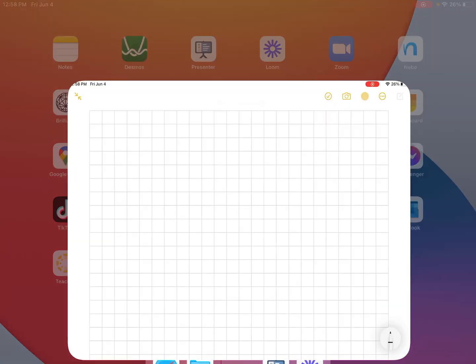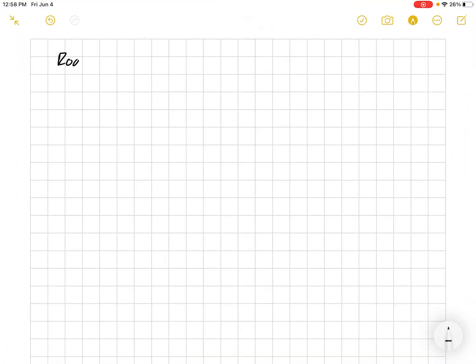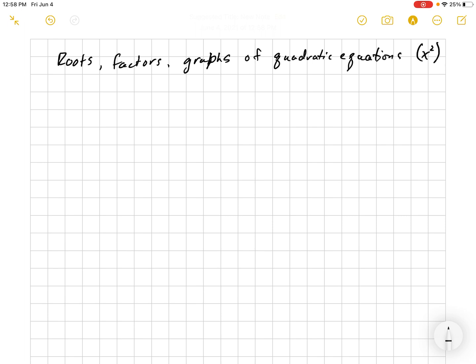Interconnectedness between roots, factors, and the graphs of not only quadratic equations, where we have an x squared term, but also of all polynomials. I can do this fairly abstractly without having a specific equation in mind.